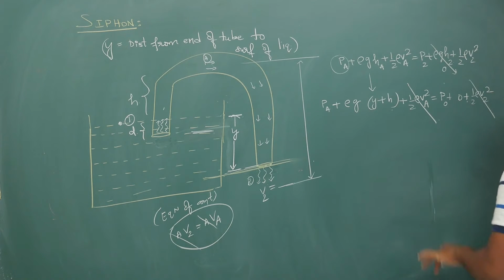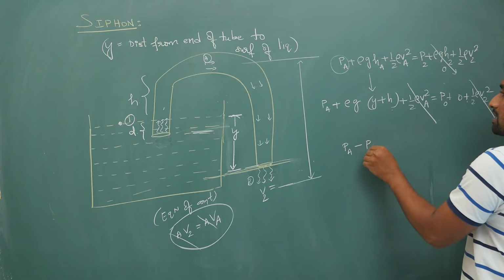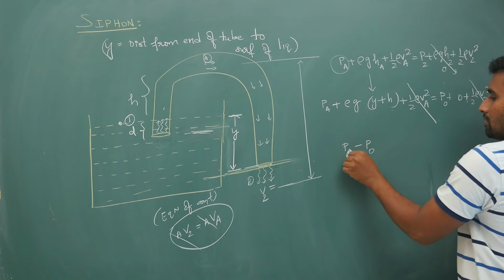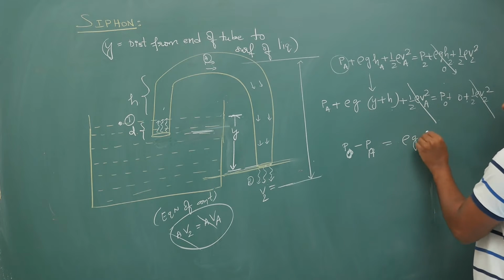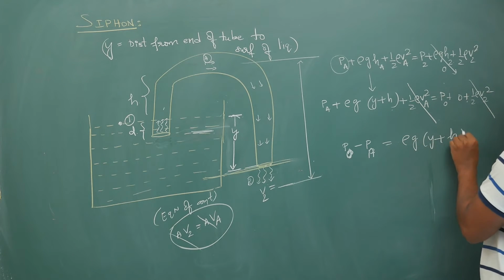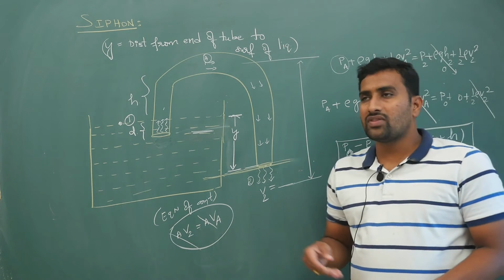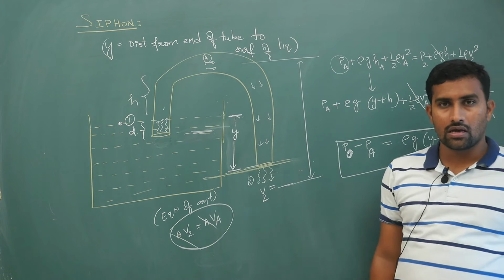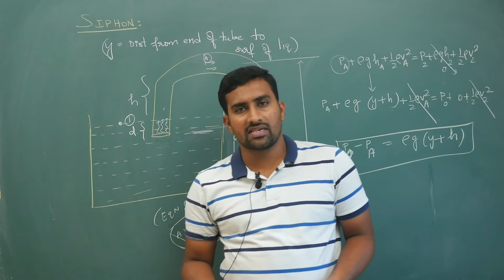Now look at this. What is the pressure difference between the points? P naught minus PA, sorry. Higher pressure minus lower pressure is rho g into (Y plus H). This is your pressure difference. Because of this pressure difference, your fluid is actually flowing like this. So your fluid flows because of the pressure difference.